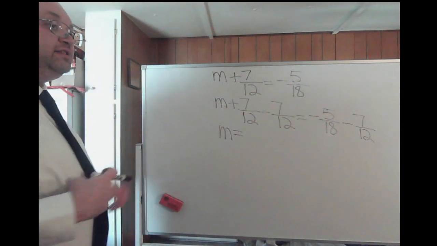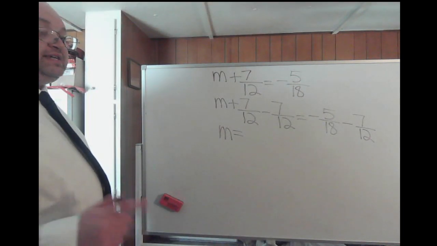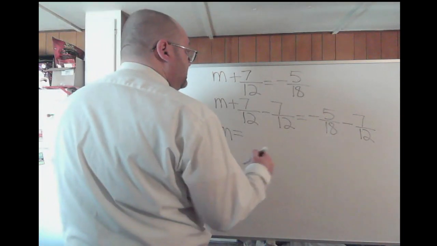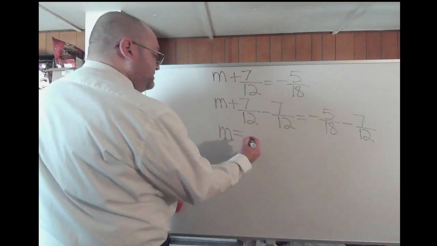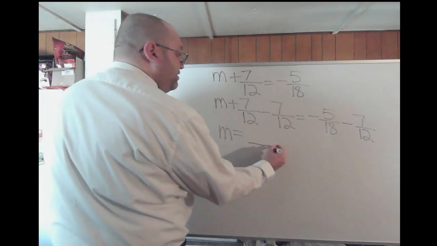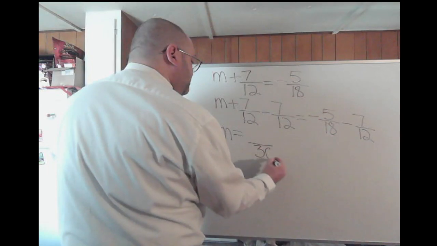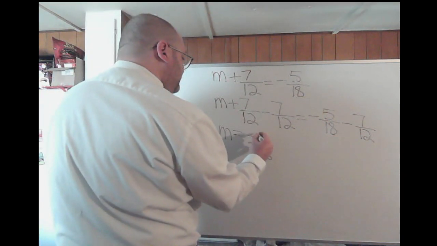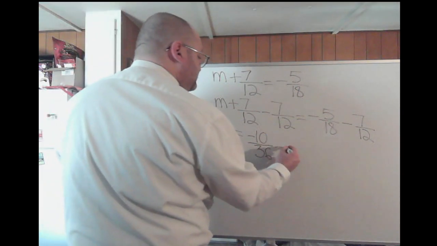Well, we need to find the least common denominator between 12 and 18. I can tell you that's going to be 36. So what you're going to have here is to get the denominator 18 into 36, you got to multiply by 2. Which means you got to multiply that negative 5 in the numerator times 2. You'll get negative 10 minus.